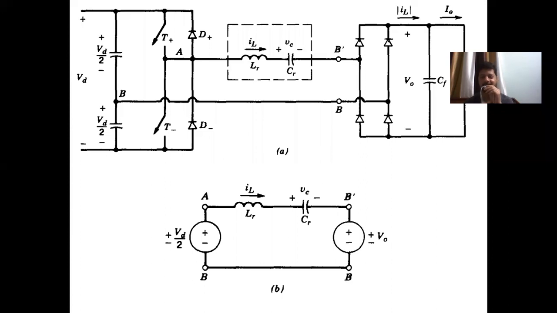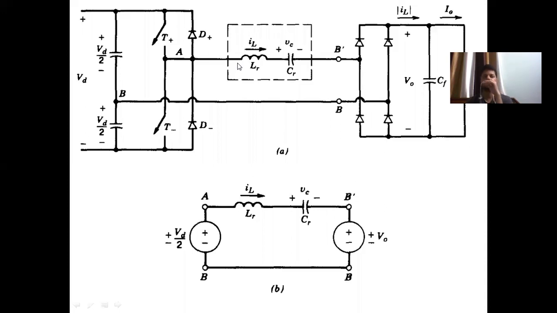But because I think I did not do justice last night, I'm going to recap the first case, that is the discontinuous conduction case. What we see on the screen right now is a series loaded resonant converter, wherein there is a resonant circuit comprising of LR and CR.